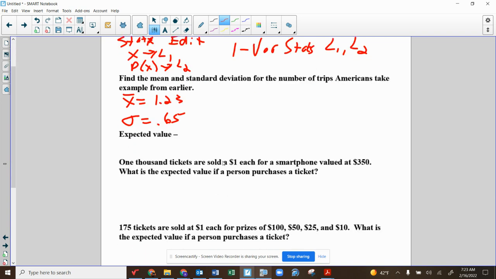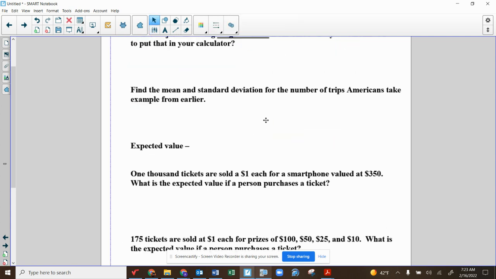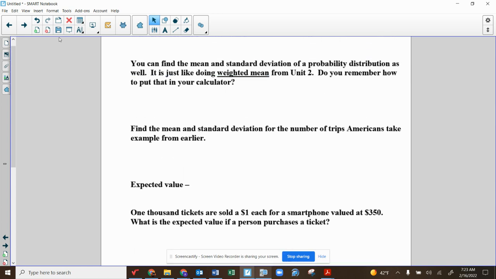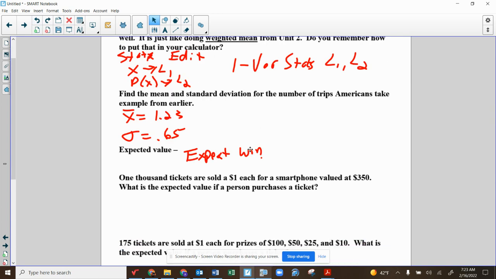All right, last thing, expected value. Expected value is essentially how much you expect to win or lose. Now, this is mathematically, not I'm going to go to the casino and I expect to win $1 million. That's not what it means. So mathematically, based on the odds and probabilities of the game, what would you expect every time you play the game to win or lose?